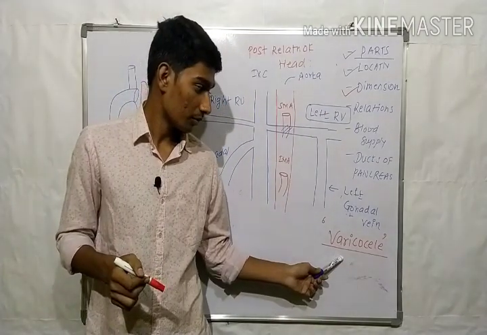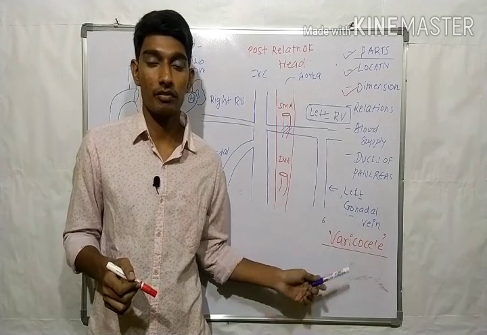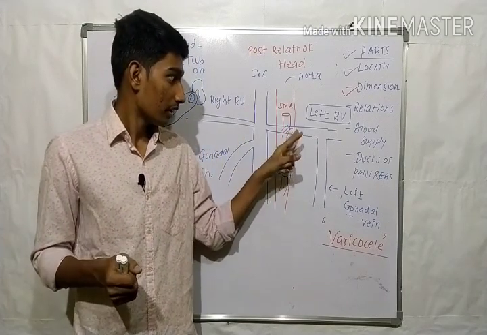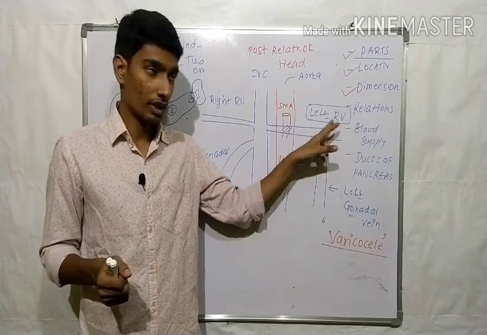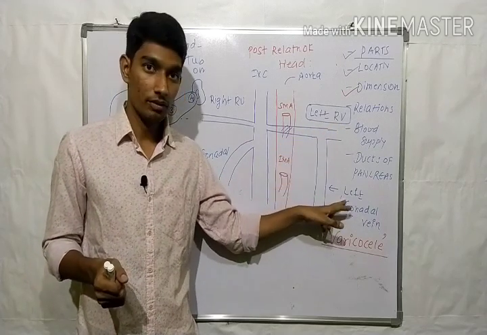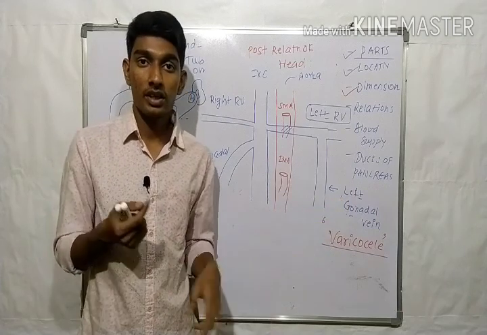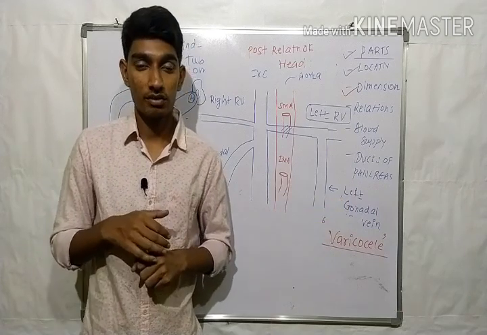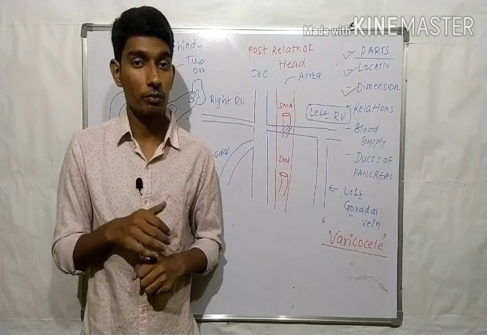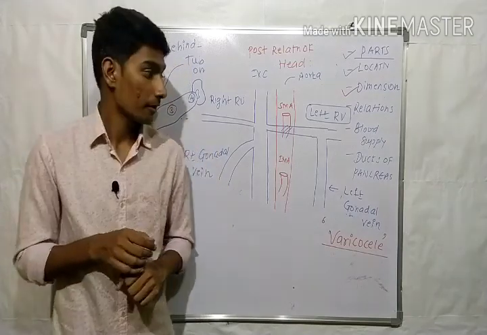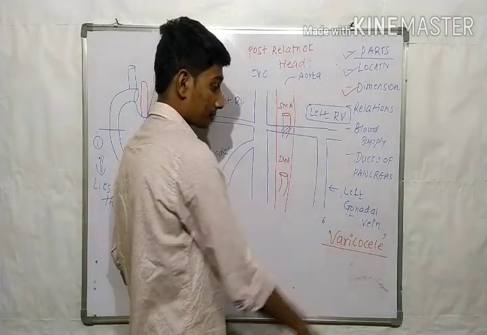This is an important point regarding applied anatomy, varicocele. How? When the left renal vein gets compressed, there is a dilatation of the left gonadal vein, and when the left gonadal vein gets dilated, there is a dilatation of the pampiniform plexus, and as the pampiniform plexus gets dilated, there is a formation of varicocele. Okay, this is regarding the varicocele.